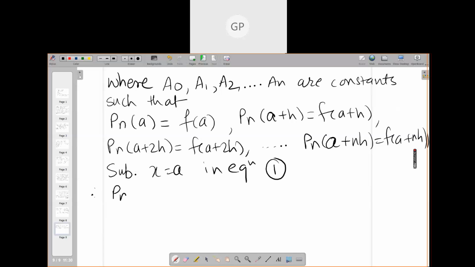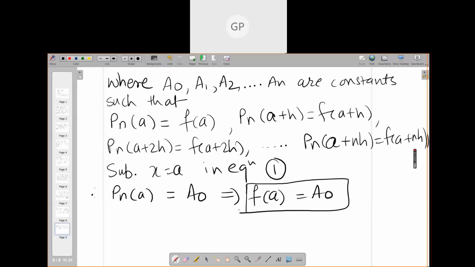Therefore we have Pn(a) on the left hand side and that is equal to a naught on the right hand side. But what is Pn(a)? It is f of a. So what answer did you get for a naught? f of a. Understood? In 5 minutes girls, the meeting will end. Yes, we will rejoin. Okay?